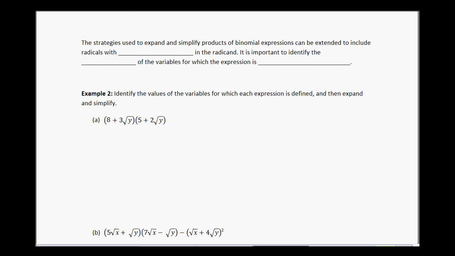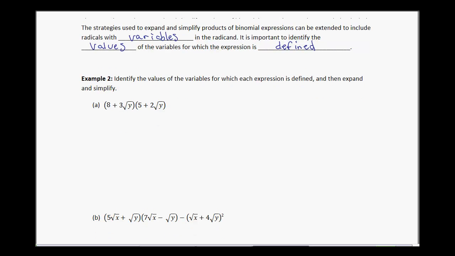Let's move on. The strategies used to expand and simplify products of binomial expressions can be extended to include radicals with variables in the radicand. It is important to identify the values of the variables for which the expression is defined. So before we go ahead and solve an equation or expression, we need to define the variables of that. So, for example, identify the values of the variables for which each expression is defined, and then expand and simplify.